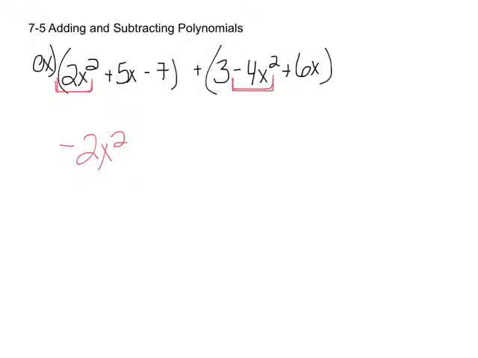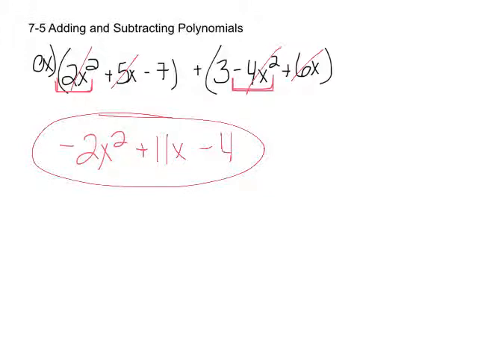And using that same method as we did in our last lesson, I'm going to use that cross-out method so that I know that I can already get rid of those terms because I've already crossed them out. Then I'm going to have this 5x, and I'm going to add that to 6x, which gives me 11x. And then all that's left is a negative 7 plus 3, which gives me negative 4. So my new polynomial is negative 2x squared plus 11x minus 4.